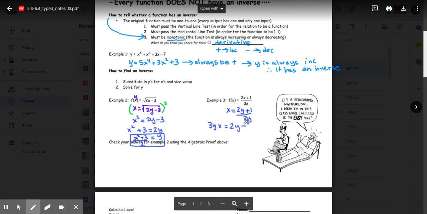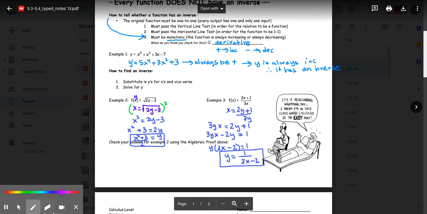And then you have y's on the left and y's on the right. So what you want to do is get them all to one side. So I'm going to subtract the 2y. And then what do you think I'm going to do on the left-hand side? I'm going to pull out a y. And now I can get y by itself. And y equals 1 divided by (3x minus 2). So here's your second inverse. Okay, this is the inverse of the original function.